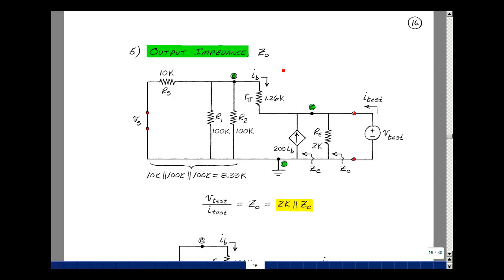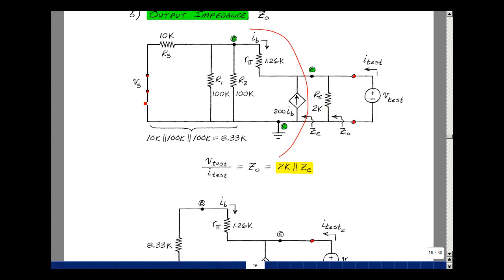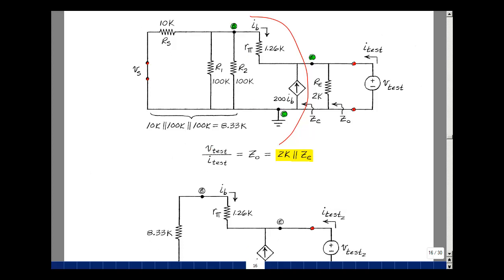Let me call the resistance looking back into the circuit this way Z sub E, and that's in parallel with R sub E, which is 2K. To make the algebra a little bit simpler, I pull this out, find the resistance looking back this way, and then put that in parallel with the 2K. I've got a 10K in parallel with 100K in parallel with 100K, and that's about 8.33K, a little smaller than 10K. I'm going to represent all of this by one resistor.